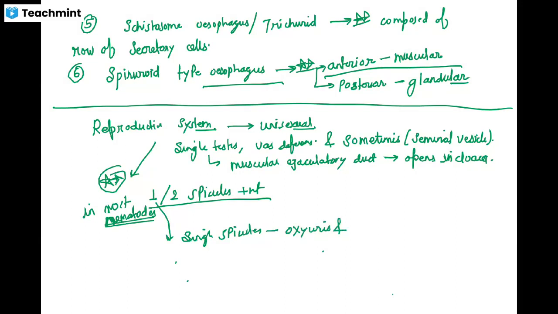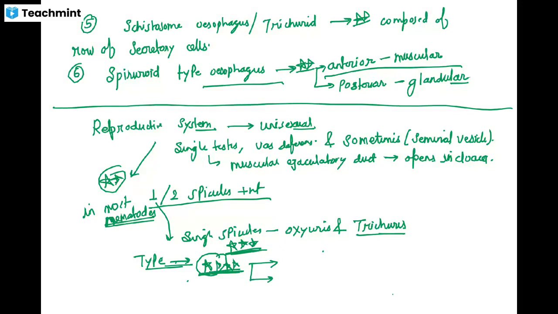This point you have to remember. Oxyuris and Trichuris have single spicule. Then types of spicules. तो there are many types but जो OT के लिए important है और जो पूछा भी जाता है, इसके और 4-5 types होते हैं पर जो important है वही बता रहा हूं मैं.